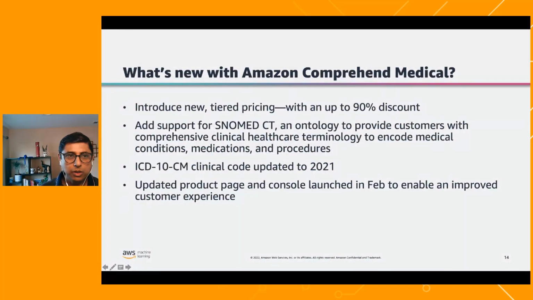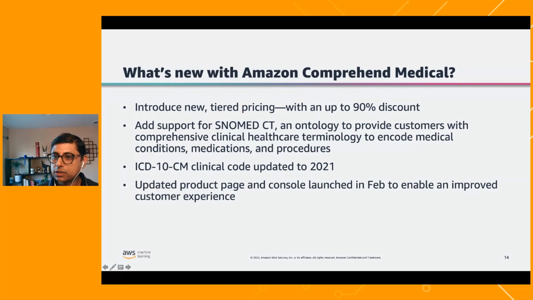Let's look at what's new at Comprehend Medical since last year. So we are continuously improving the service for our customers and delivering on the feedback we hear. With that in mind, we are excited about some of the new updates to Comprehend Medical. First, we have introduced new tiered pricing for Comprehend Medical with up to 90% discount, as I showed you during the demo. Second, we have added support for SNOMED CT, which is the Systematized Nomenclature of Medicine Clinical Terms, an ontology that provides customers with comprehensive clinical healthcare terminology to encode medical conditions, medications, and procedures. This has been a top ask from some of our customers.